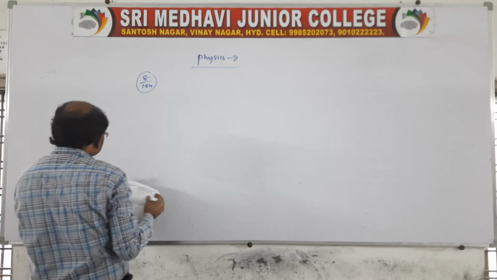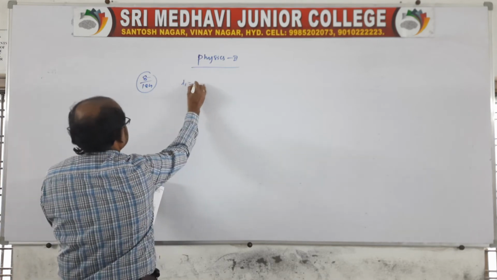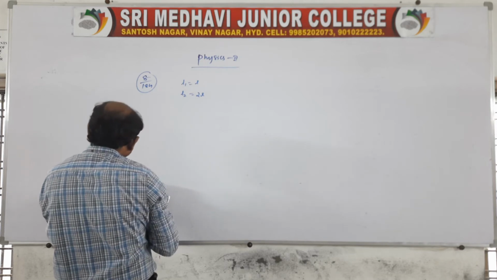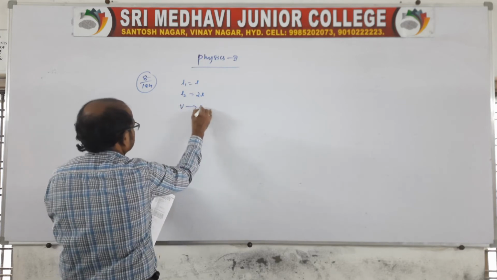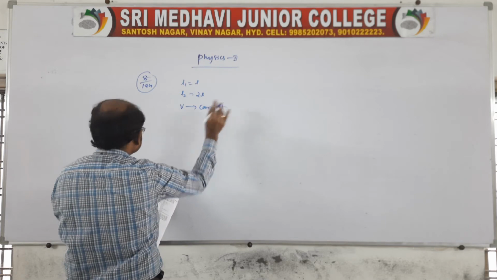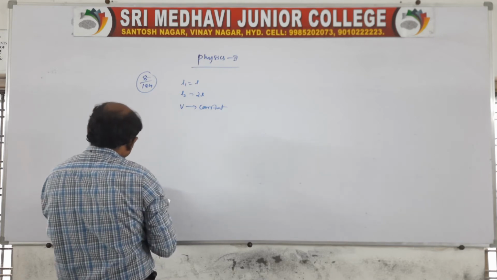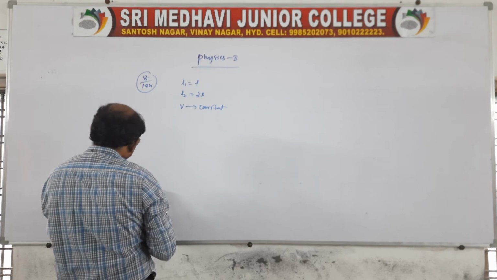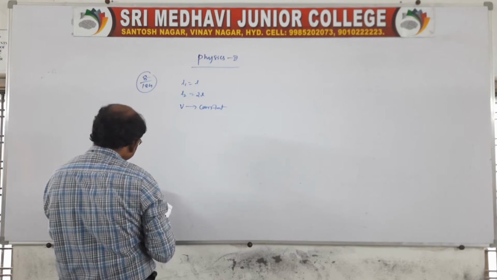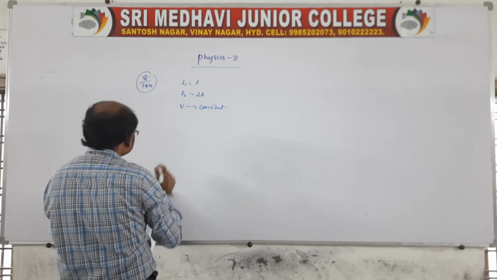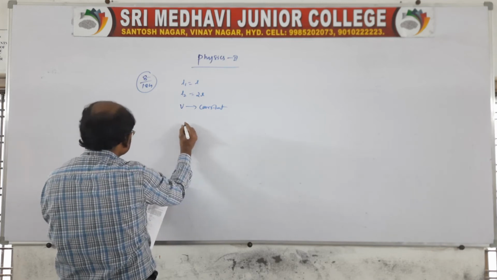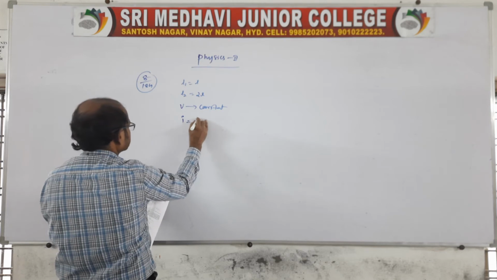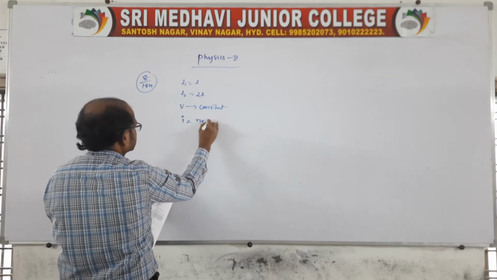The given is the length of the wire is L and it is stretched to 2L. The given is V is constant, that is, the potential difference is constant. Then what is asked here? The drift speed relation is asked, right? We know the drift speed is asked, no? Then we say the current is equal to N into, we can say, A into Vd.